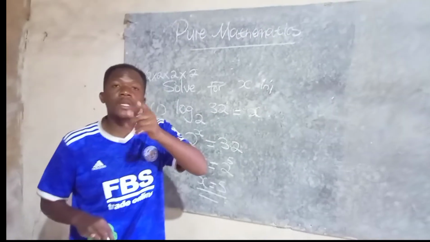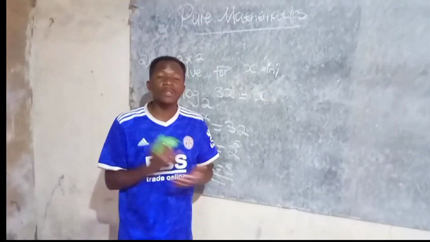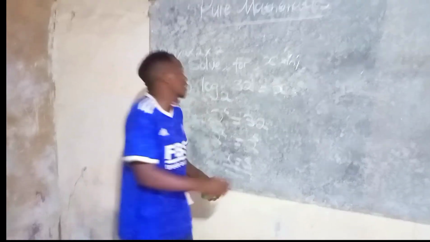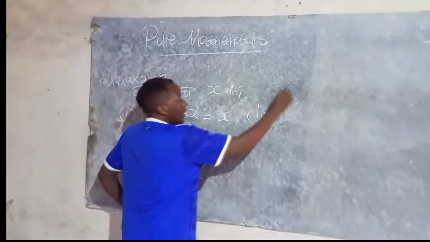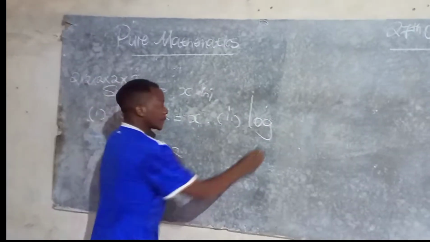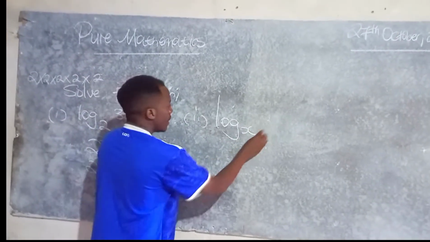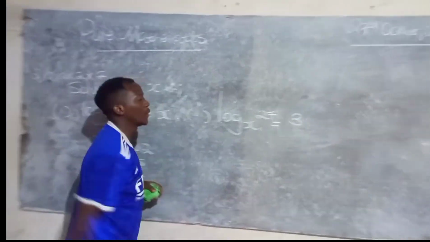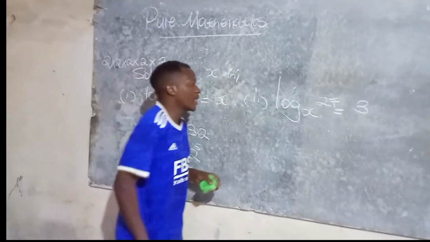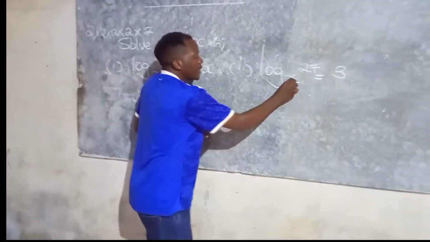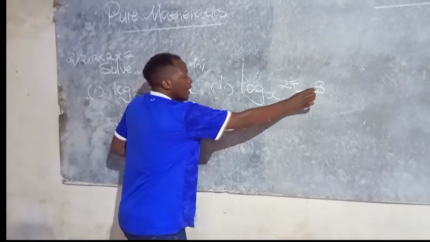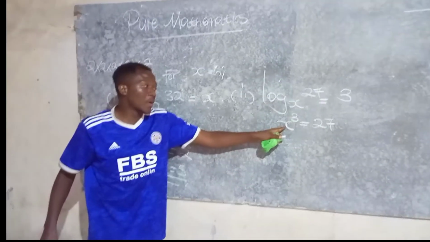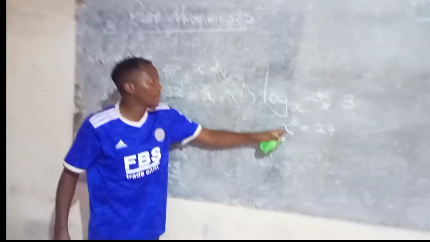The first thing, always remember, express in index notation, then kindly solve only for such types of logarithmic function. Let's go to the second one. Let's say we have log x, then here we have 27, then this is equal to 3. So we're going to say this x is raised to the power 3, which is equal to 27.